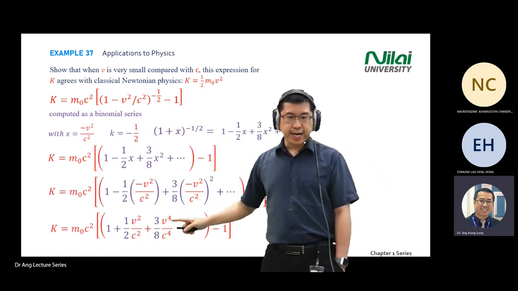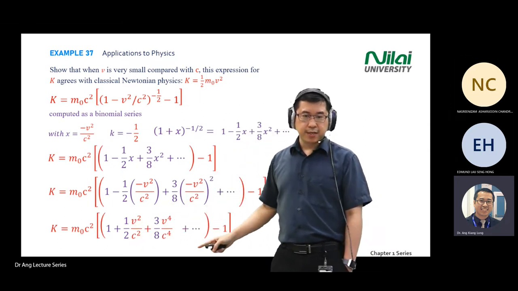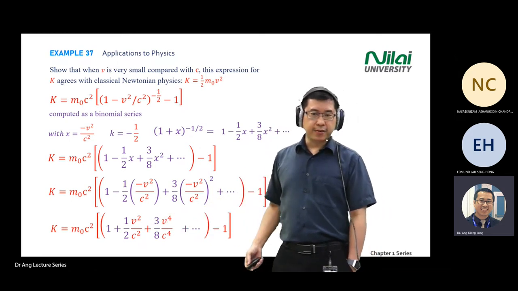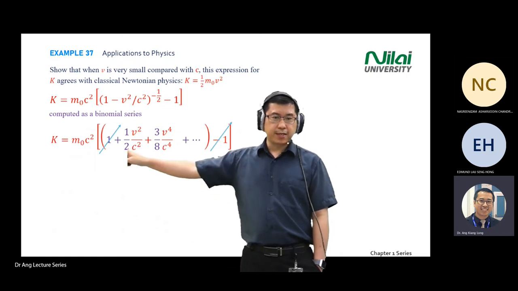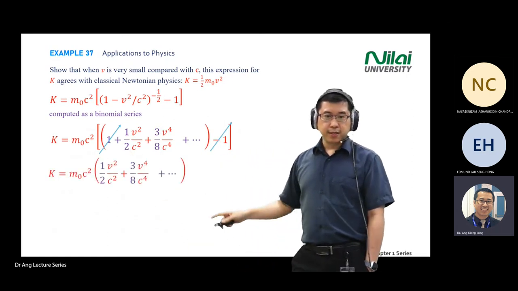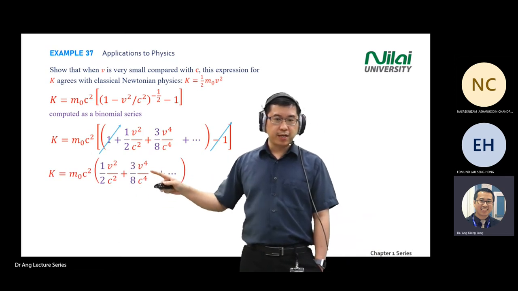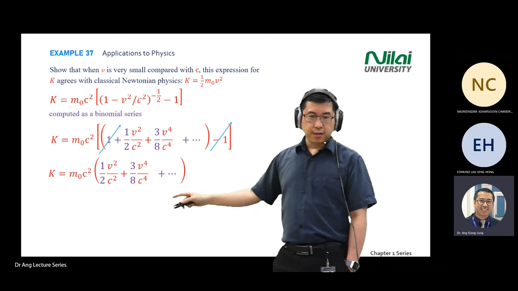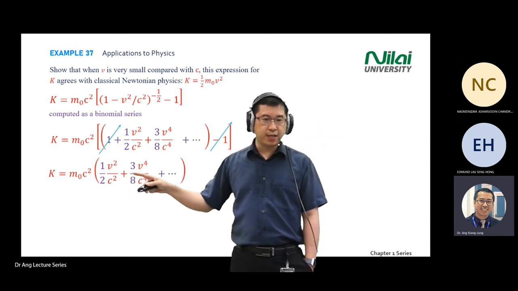You remove the bracket. You remove the red bracket, this one. The blue color one minus the red color one, you can remove the 1. This one minus the blue color one. And you are only left with 1 over 2 v squared over c squared plus 3 over 8 v power 4 over c power 4 and so on. This is a very simple equation. Do you see you can further simplify the equation?